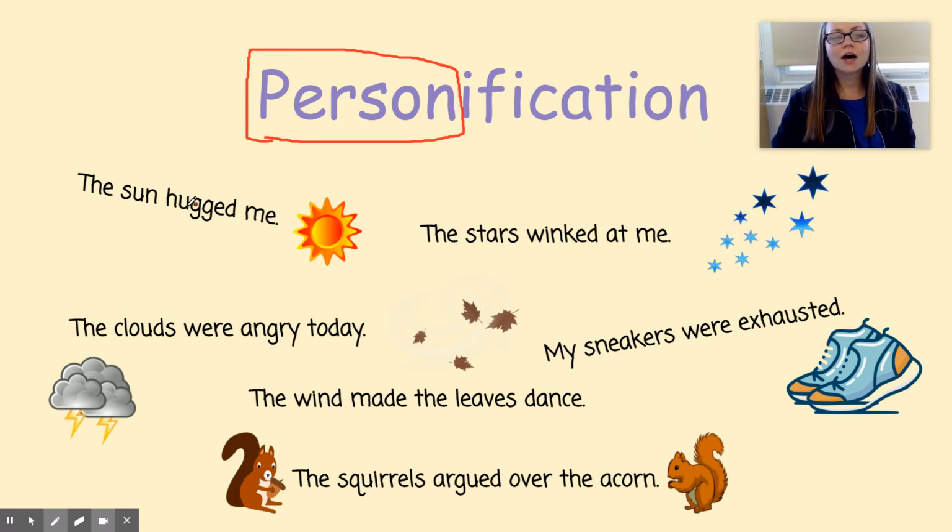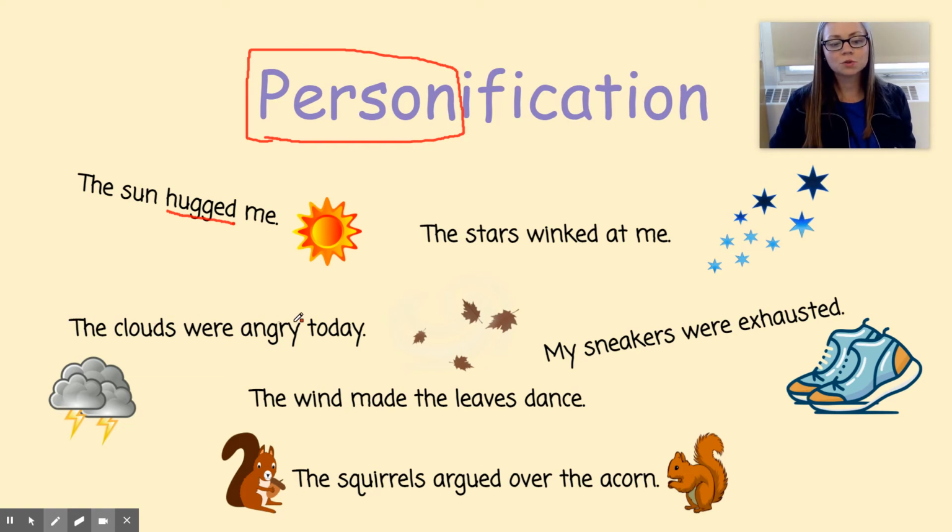So the sun hugged me. The sun hugged me. What is the human-like characteristic that this example is giving us? Hug. Okay? Because the sun, that's the object. The sun can't actually hug you, right? What is this trying to say? The sun hugged me. Maybe that the sun felt warm against you, okay? Because the sun can't hug you, so that's a type of figurative language.